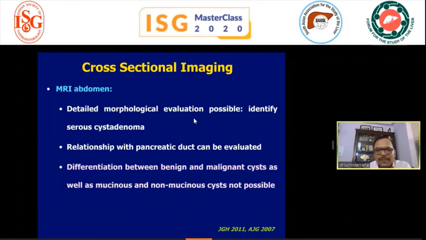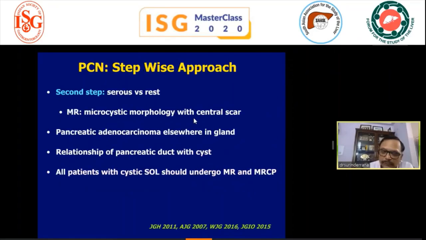So the cross-sectional imaging which is useful in cystic lesions is MR of the abdomen, because it can give you a detailed morphological evaluation where you can easily identify a serous cystadenoma, with characteristic microcystic spaces and a central scar. A relationship with the pancreatic duct can be evaluated. However, again, MR is not going to help you differentiate between benign and malignant cysts, as well as mucinous and non-mucinous cysts.